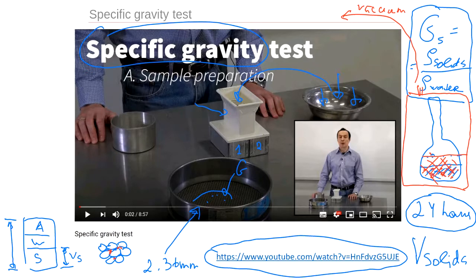And then when we stop the test, our assumption is that there are no more air bubbles in the soil, and we can proceed and calculate the specific gravity.